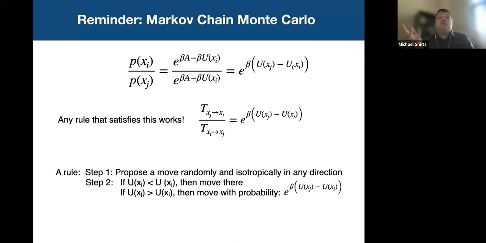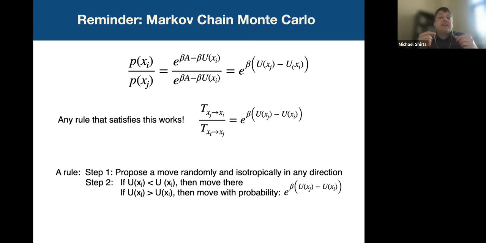Okay, so here's a rule. Step 1, propose a move randomly and isotropically in any direction. We'll talk about why it's important to be isotropic later. For isotropic, in this case, it means up and down in the same direction. So it's an equal chance to go up and down.